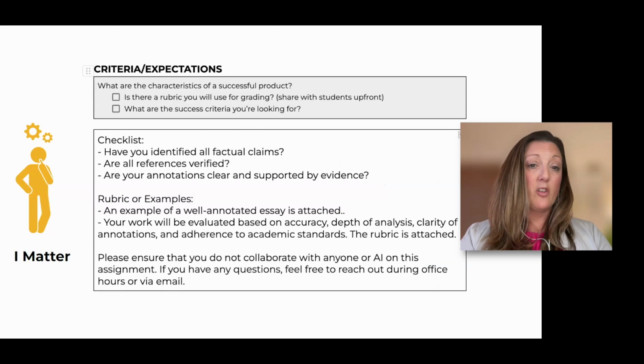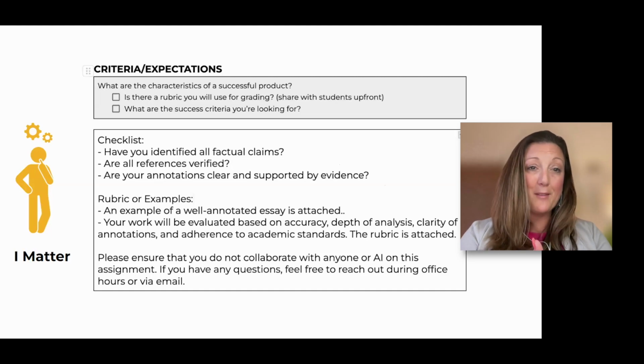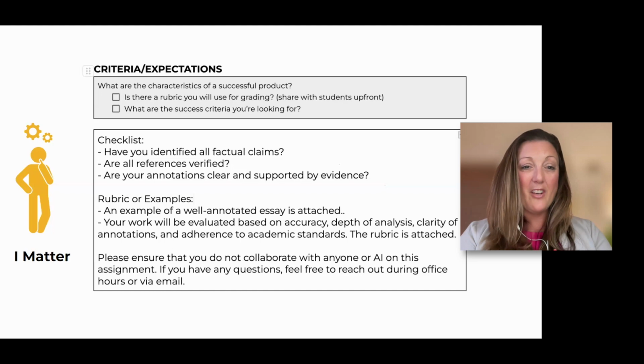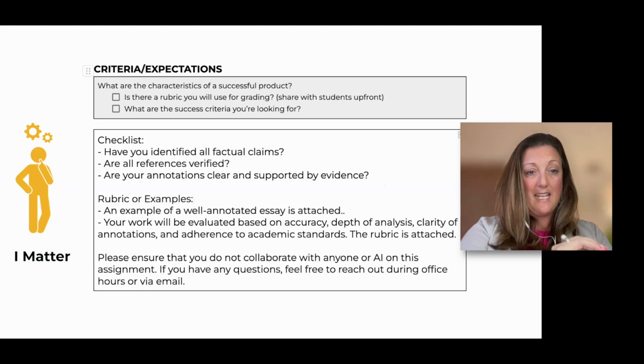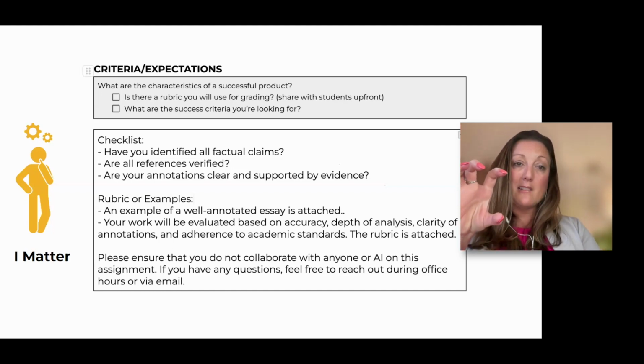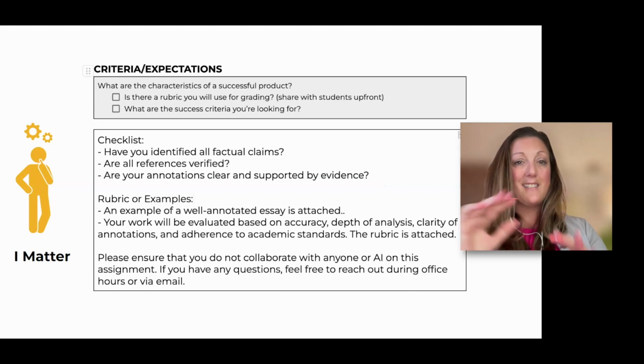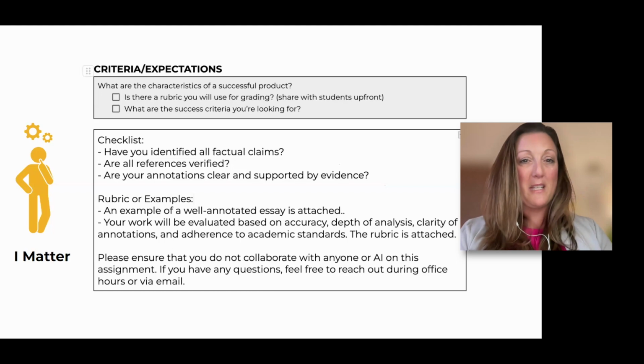And then in terms of the criteria, just making sure that we have that checklist there, right? Have students identified all the factual claims within their annotated piece? Are all the references verified? Are their annotations clear and supported by evidence? So going back to those pieces of the task and bringing that into that I matter piece so that students understand, oh, I did this, I did this, I did this. Okay, great. I have all the pieces I need, and now I can turn it in, right?